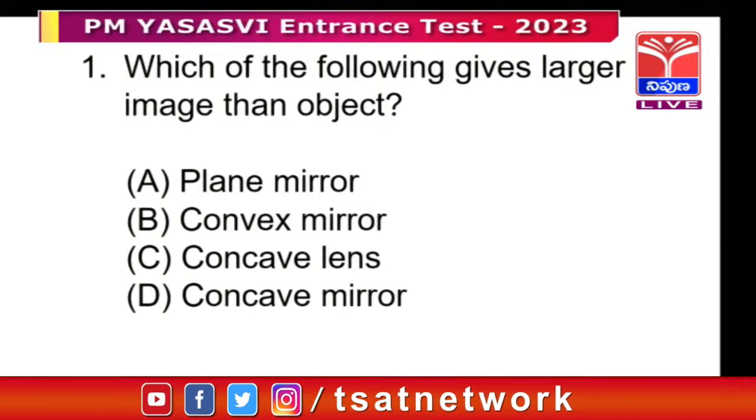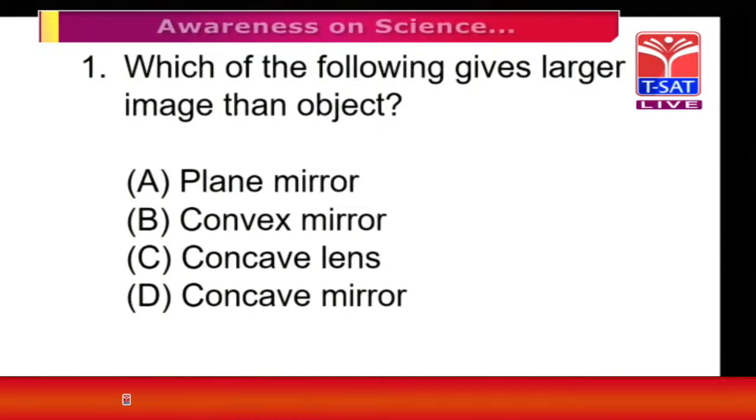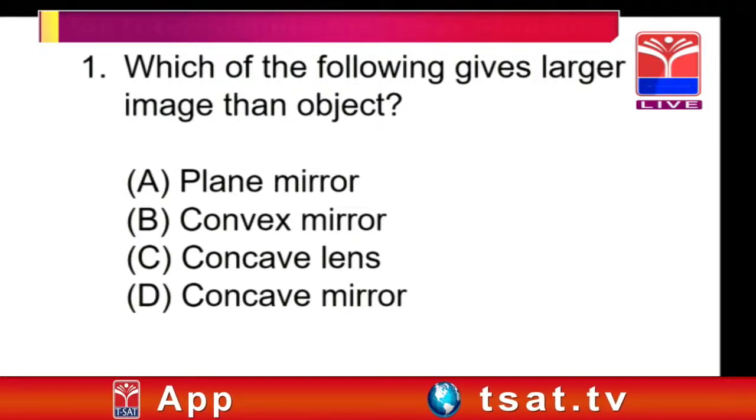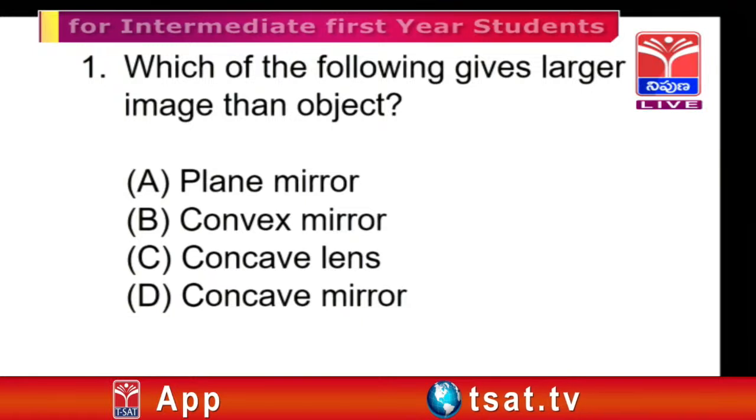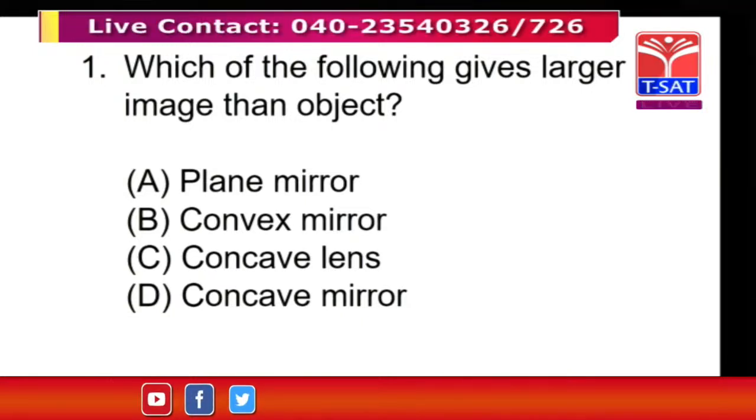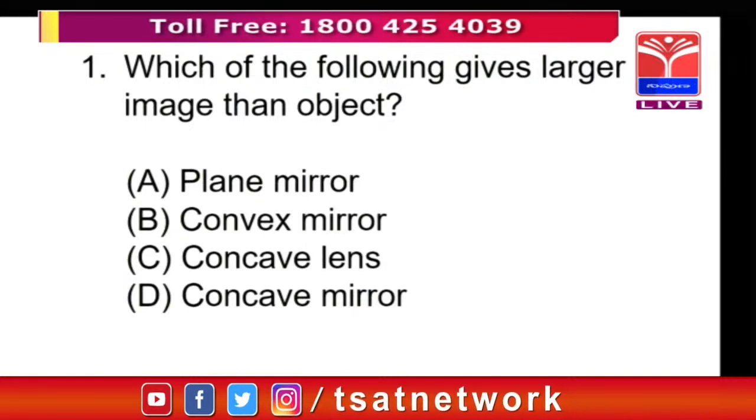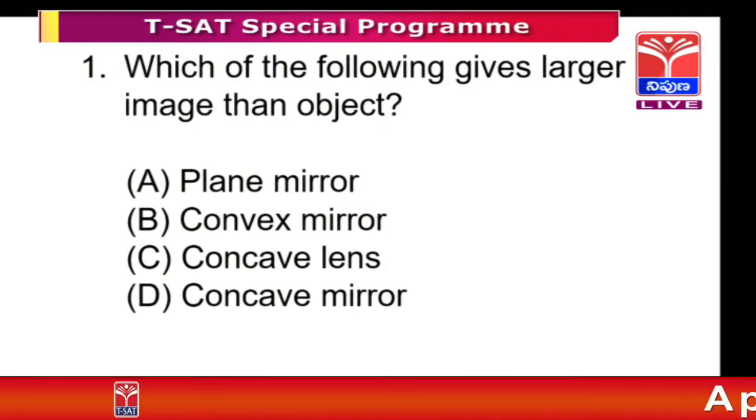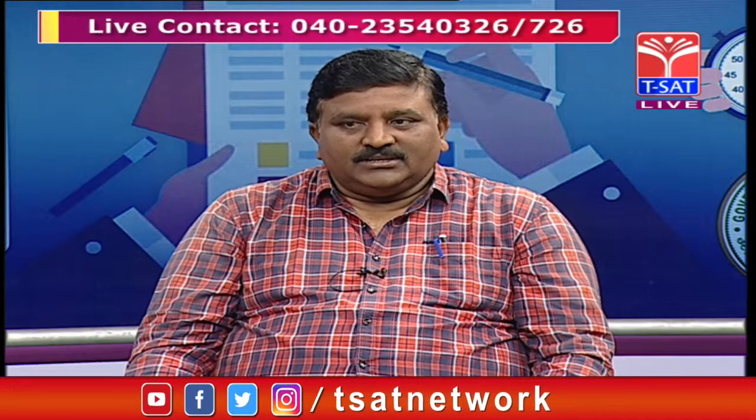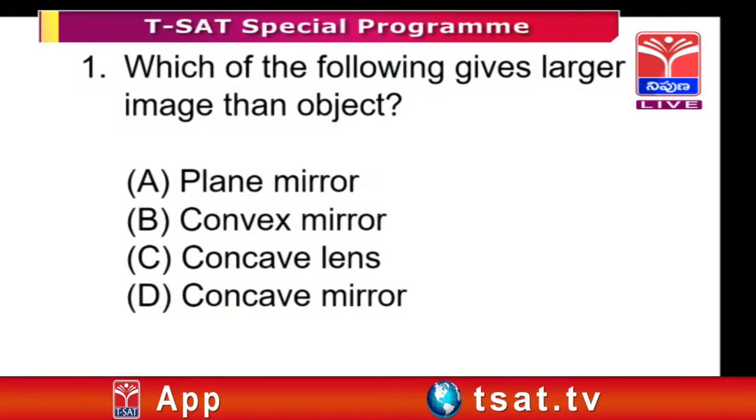Which of the following gives a larger image than the object? That means the size of the image is more than the object. There are 4 options given: plane mirror, convex mirror, concave lens and concave mirror. Hari Krishna sir, how are you going to explain this question? There are different image characteristics for different mirrors and lenses. The image should be bigger than the object. If you take the plane mirror, it gives the same size of image, so we can strike out the plane mirror.